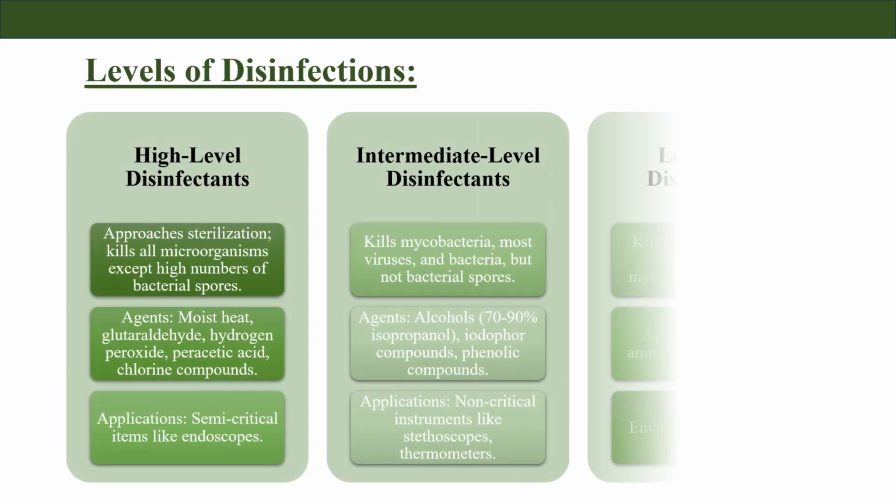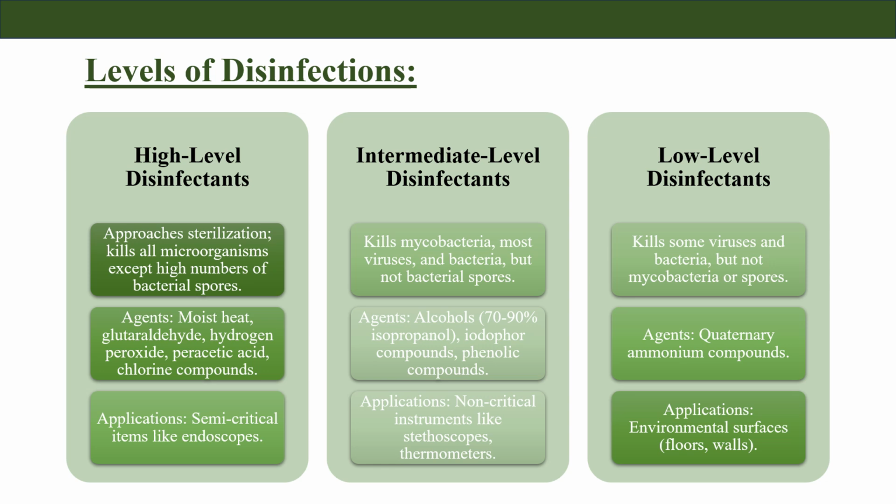High-level disinfectants approach sterilization, killing all microorganisms except high numbers of bacterial spores. Agents include moist heat, glutaraldehyde, hydrogen peroxide, peracetic acid, and chlorine compounds. These are used for semi-critical items like endoscopes.